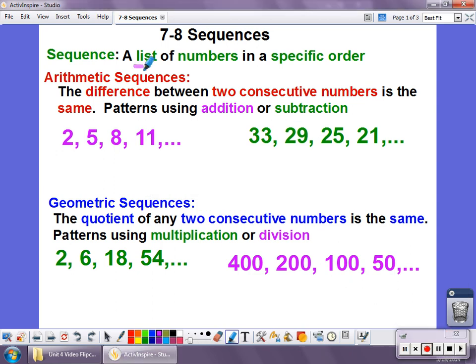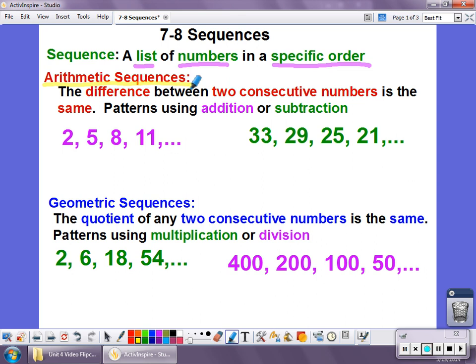A sequence is a list of numbers that are in a specific order. When you look at a sequence, you're going to be able to continue that sequence because there's going to be some sort of pattern to it. Okay? And there are two main kinds of sequences we talk about. The first is called an arithmetic sequence.